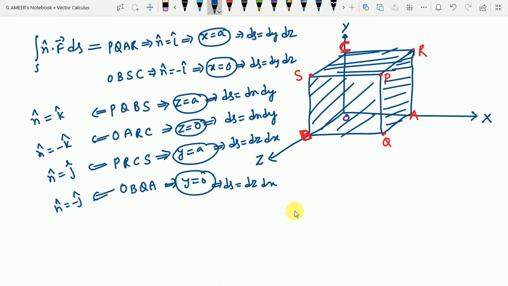Okay. Then first we'll take the surface PQAR. So one by one we'll calculate. Integration for PQAR. I'm sorry, my mobile is ringing. So we will perform the integration for that.